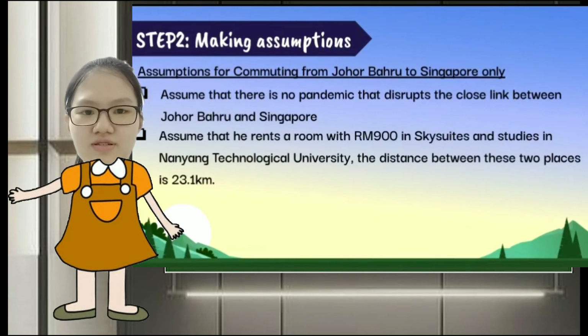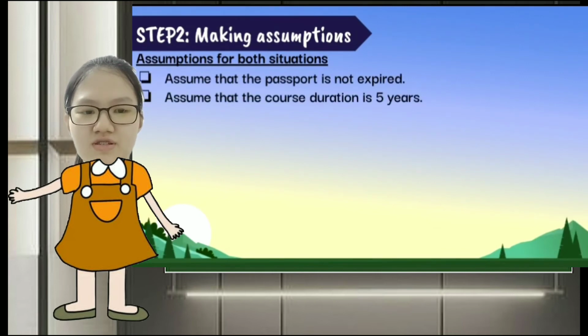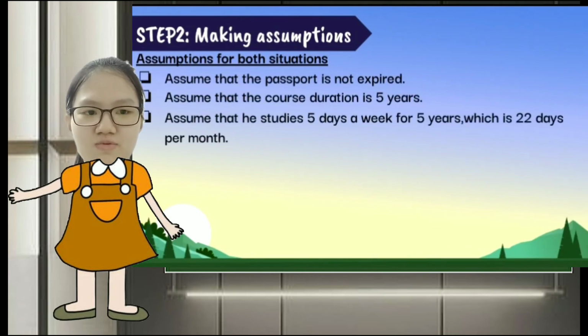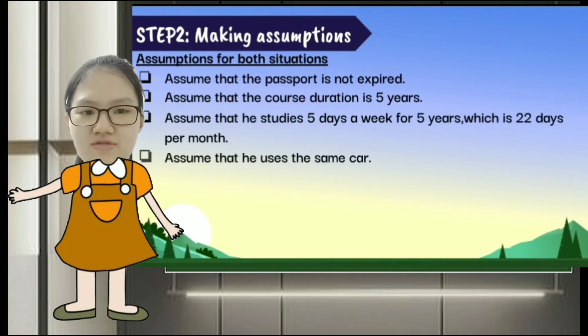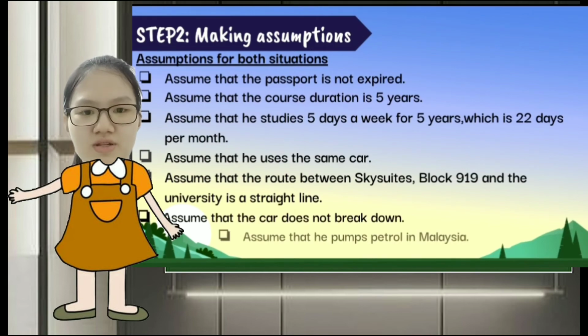The distance between these two places is 23.1 km. And for the assumptions for both situations, we assume that the passport is not expired, the course duration is 5 years, he studies 5 days a week for 5 years, which is 22 days per month. He uses the same car, the road between Sky Suites, Block 919, and the university is a straight line. The car does not break down and he pumps petrol in Malaysia.